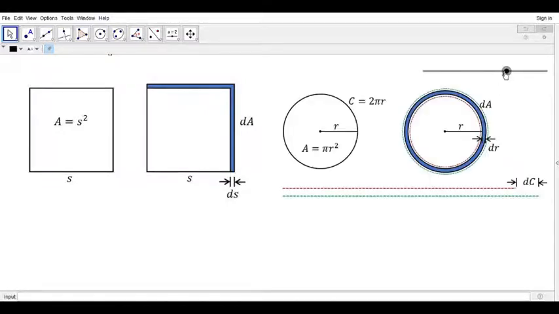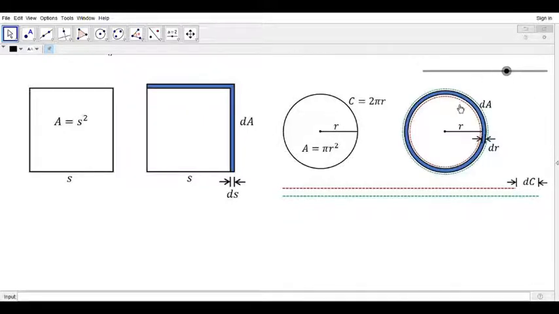Now a circle with radius r has area A equals pi r squared. If the radius is increased by dr, then the circle gets slightly larger, and the additional area added is estimated by dA, shaded in blue. Now I also have here the circumference, C equals 2 pi r.